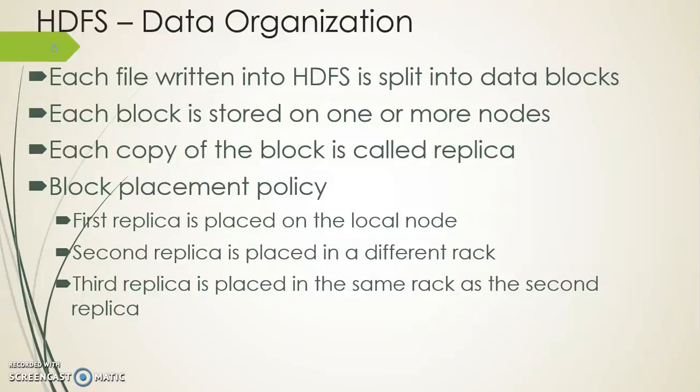Each file written in HDFS is split into data blocks. Each block is stored on one or more nodes. Each copy of a block is called a replica. The block placement policy is: the first replica is placed on the local node, the second replica is placed in a different rack, and the third replica is placed in the same rack as the second replica.